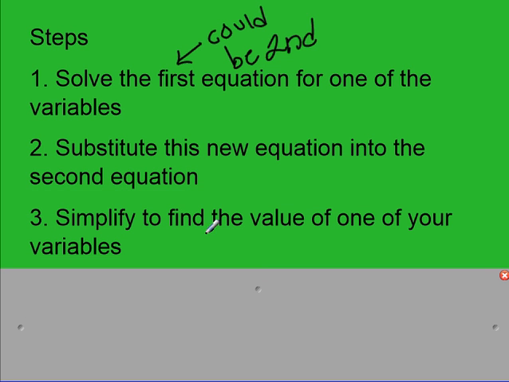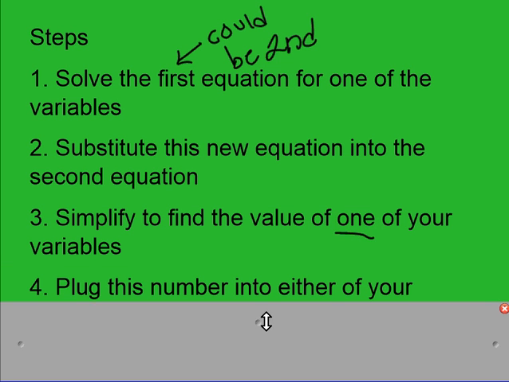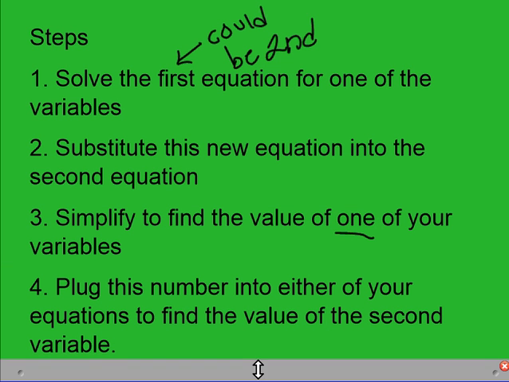You're going to simplify, and that's going to tell you the value of one of your variables. And then you're going to plug that number in, the one that you found out for one of those variables, into either equation to find the value of your second variable. Sorry, I didn't mean to make that line there. So when all is said and done, you're going to have two numbers, an x and a y, an ordered pair, that gives you the solution to the system of equations.